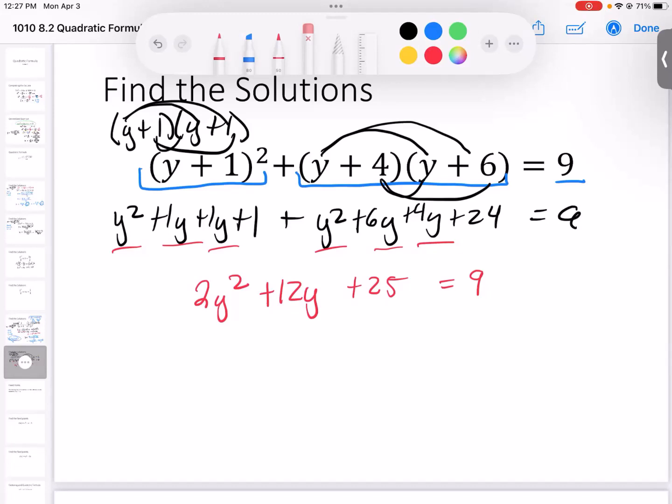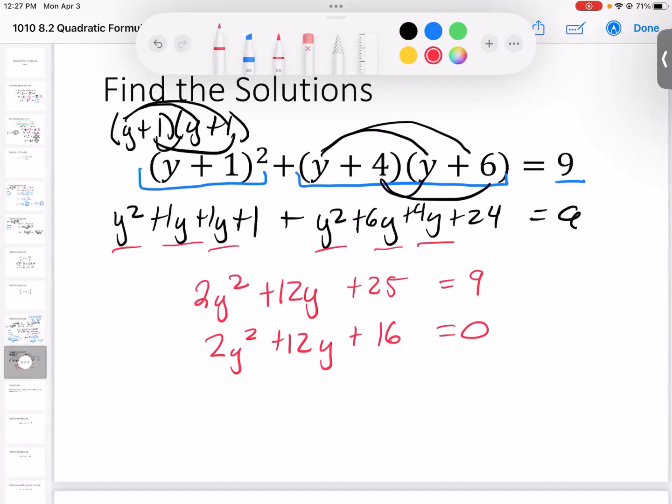Yep. Subtract the 9, because for the quadratic equation, if you wanted to do completing the square, you wouldn't necessarily have to do that. You'd actually probably subtract the 25 over. But assuming that you're going to use the quadratic formula, you want to have it equal 0. So we do plus 12y plus 16 equals 0. And then you would take those numbers and plug them into the quadratic formula.